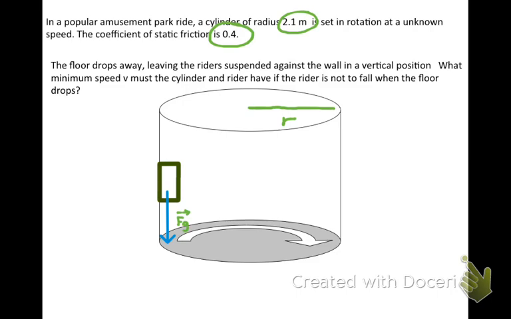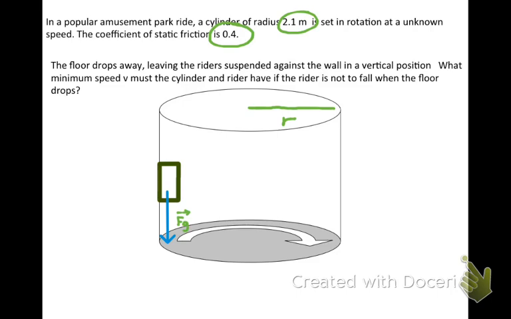Now there are two other forces present in this. There is no floor, so we can't say that there is a normal force opposite to the force of gravity. However, there is a surface in our problem, and that surface happens to be the wall. And that wall that's keeping us inside this ride is acting like the normal force.